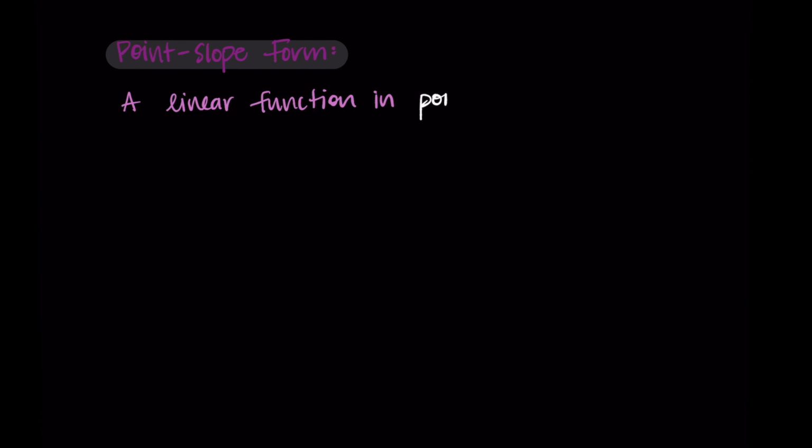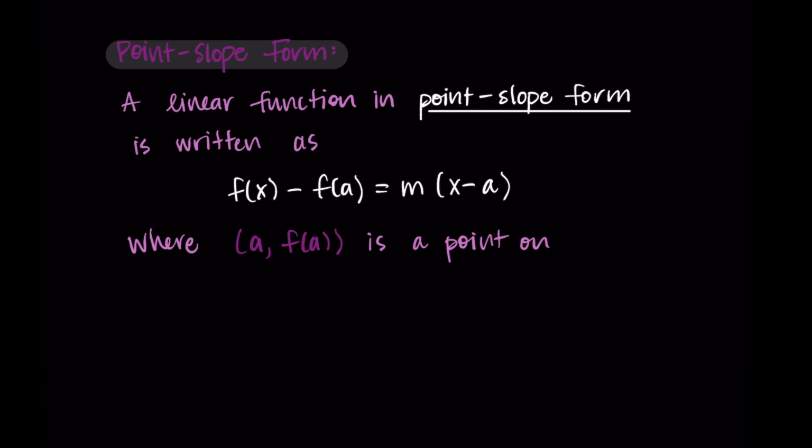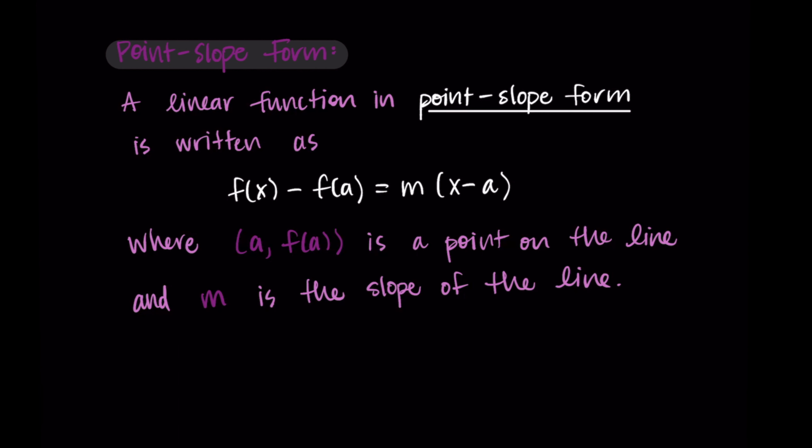A linear function is said to be in point-slope form if it's written as the following: f(x) minus f(a) is equal to m times (x minus a). This is a specific form where the point (a, f(a)) is a point on the line, and m is still the slope of the line.